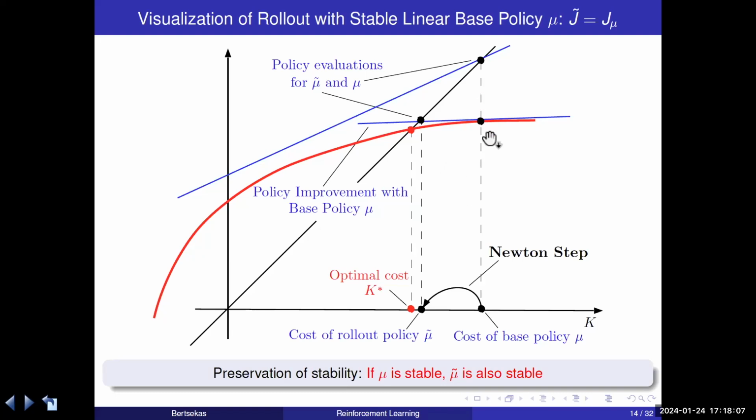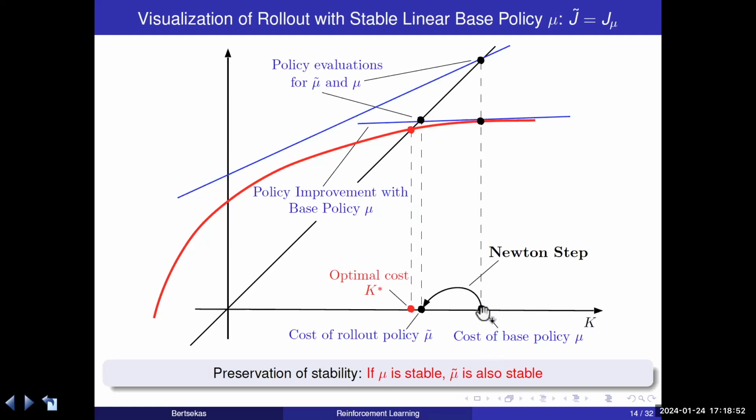Now, rollout is approximation in value space with this cost function approximation, and it is given by linearization and a Newton step, and that gives you the cost of the rollout policy. So here's the cost of the base policy, here's the cost of the rollout policy, and it's given by an exact Newton step. And because we have Newton's method that's very fast, this new policy, the rollout policy, is much better than the base policy, particularly if the base policy is relatively close to K star.